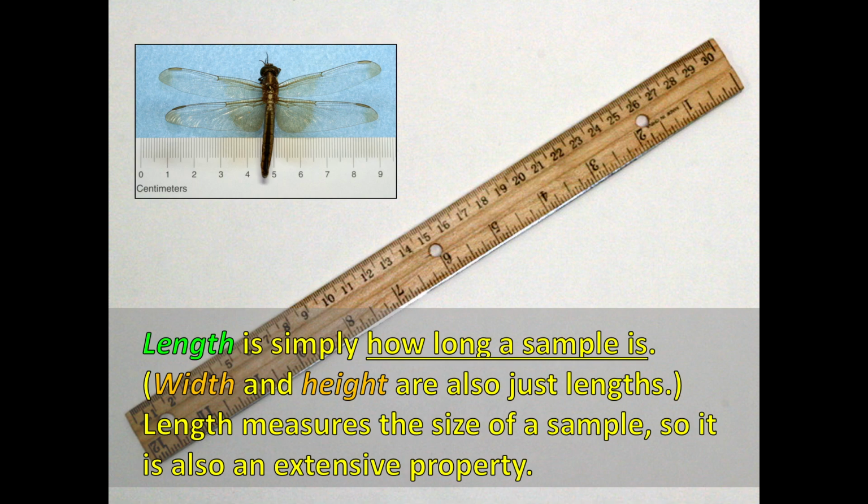So length is the other major one. Length is simply how long a sample is. Width and height are also just lengths. Length measures the size of a sample, so it also is an extensive property. Again, extensive properties don't really depend on what matter you're talking about.